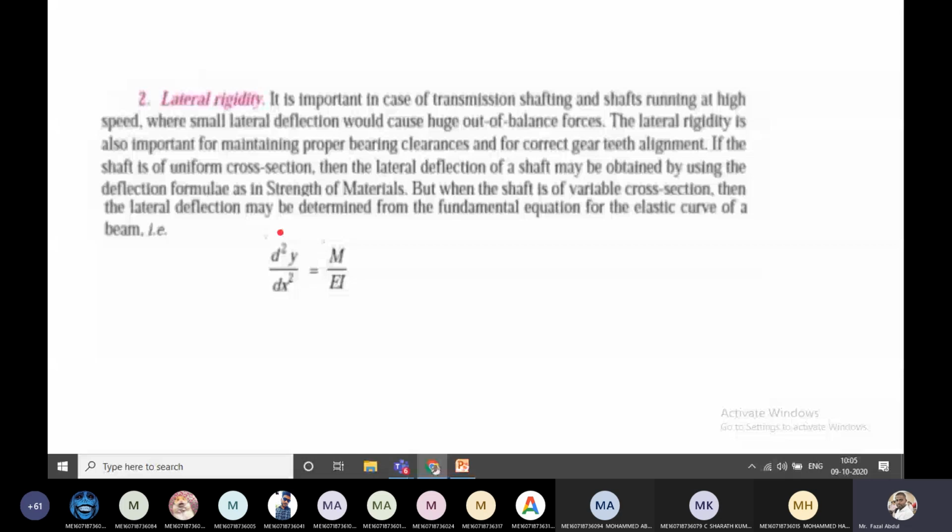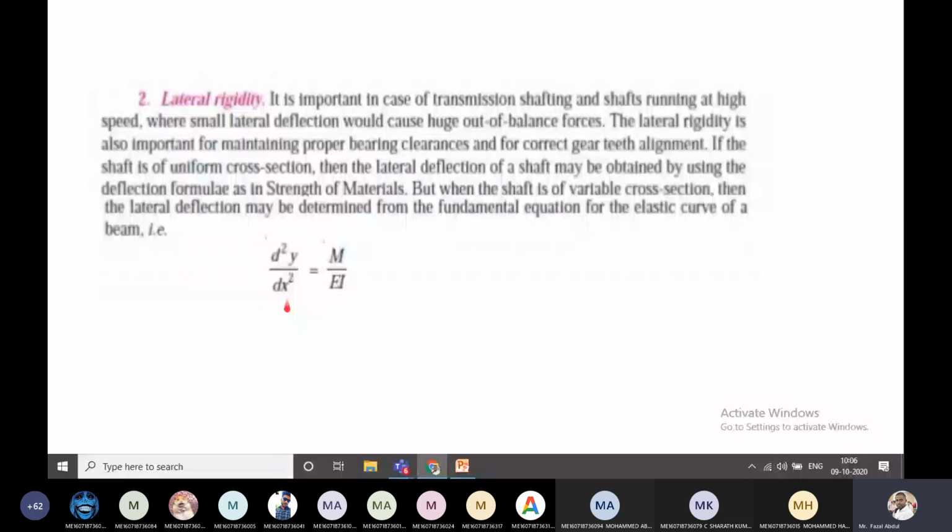One general equation is d squared y by dx squared equals M by EI. Based on this equation only, you have solved a number of problems in strength of materials, for the simply supported beam, the cantilever beam, the fixed beam, whatever deflections and slopes are there. Here also this equation plays a vital role to calculate the lateral deflection, nothing but the lateral vibration. M is the bending moment, E is the Young's modulus, I is the area moment of inertia, and y is the lateral deflection.